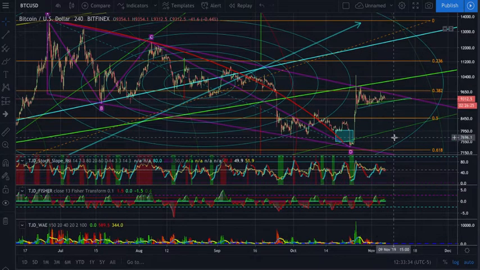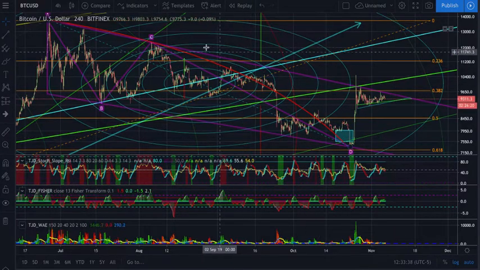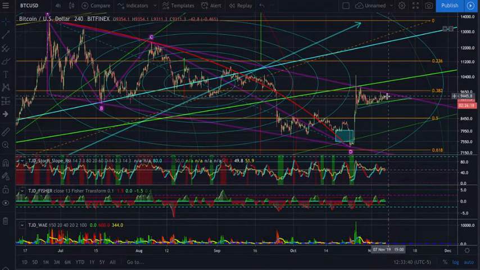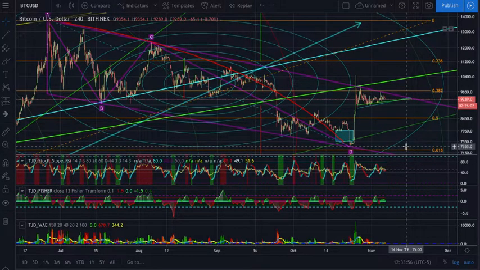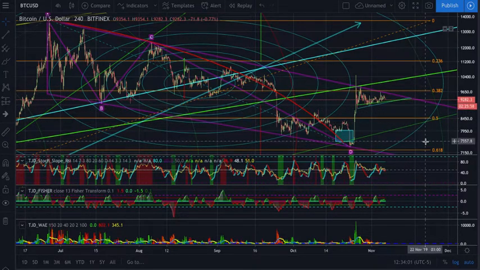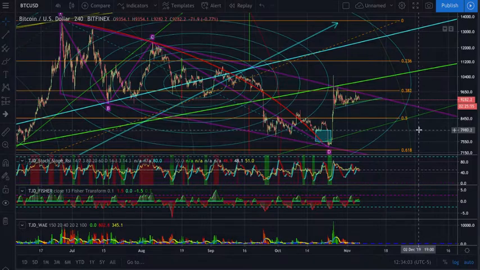So what I would say is the most likely thing to happen is this channel that we're in, this consolidation that we're in, is going to continue to hold until it doesn't. So at this point in time, I would expect this to break down back into this zone somewhere in between. The 382 is strong resistance at 9800 and the 618 is strong support at 7300. So I would expect us to move somewhere down in the 7300 range, back down into this area and get further consolidation.